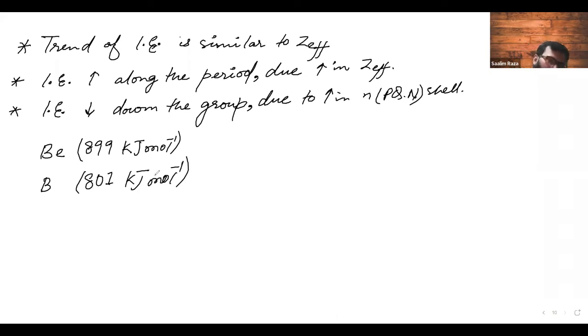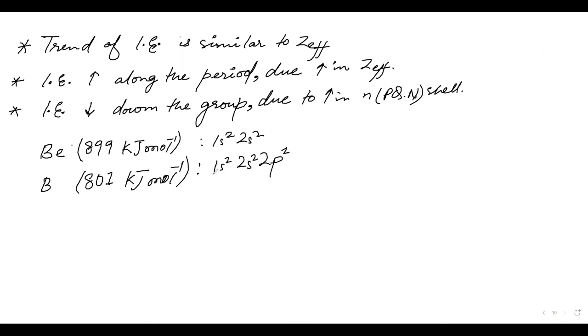Now, why is that the case? For that, our good old electronic configuration. Electronic configuration is the answer for each and everything. Beryllium is 4, so we'll write 1s2, 2s2. Boron is 5: 1s2, 2s2, 2p1. Correct? Yes, sir. The shell number is the same for both of them. If we want to remove an electron from the beryllium atom, we have to remove it from the second shell. For boron also, we have to remove it from the second shell.